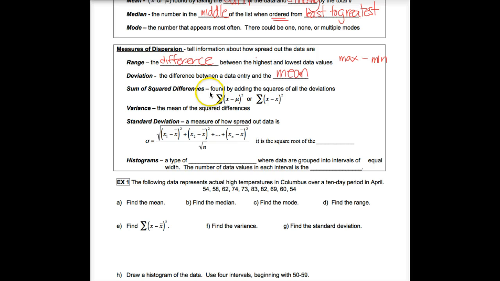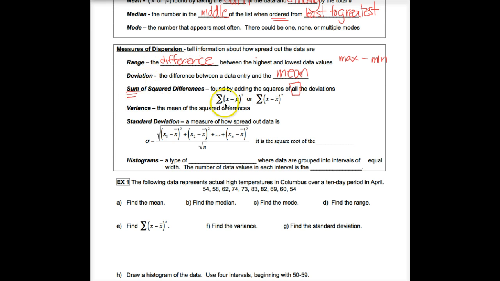Now, this next one you don't hear talked about a lot, but you'll probably see this notation more than you'll actually see its name, and that is the sum of the squared differences. This is found by adding the squares of all of the deviations. We've used this summation before, back when we did the binomial theorem, but what you're doing is for every piece of data, you are taking that piece of data, subtracting the mean, and then squaring it. And then again, this notation means sum. It means do that for all of them and then add them all together.